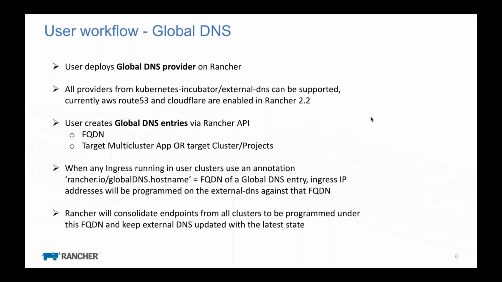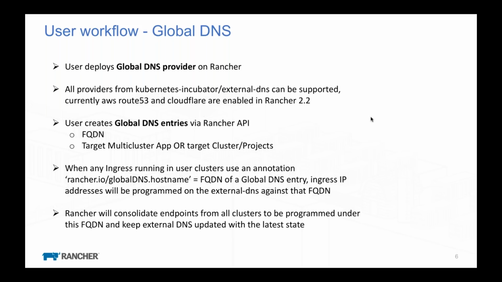Now, after configuring the global DNS provider, the user can go on and create a global DNS entry. Using a global DNS entry, the user is basically telling Rancher what FQDN Rancher should program, and what the target IP addresses are that have to be programmed under this FQDN. So choose the FQDN and choose the target MultiCluster app or the project. When any ingress running in the user clusters uses this particular annotation with the FQDN that you have already recorded in the global DNS entry, Rancher will use that ingress's IP addresses and program them against the FQDN.